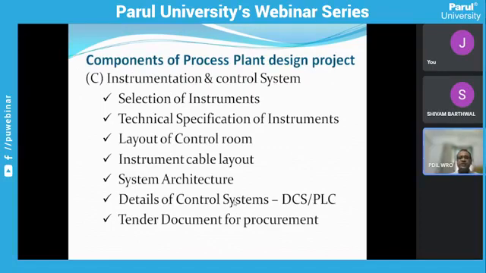The instrumentation and control systems are done in this way: selection of instruments, technical specification of instruments, layout of control room, instrument cable layout, system architecture, details of control system, DCS or PLC, tender documents. So they are also dependent on the process team. At the end of this project, you will understand that the entire design team, whether mechanical, instrumentation, civil, whatever, is depending on the process team, because process design starts from the fundamentals and develops the concept. So the project starts from the process engineer, and they have to give the proper support, proper concept and proper documents to the other discipline engineers, so that the overall project can progress in a smooth manner.